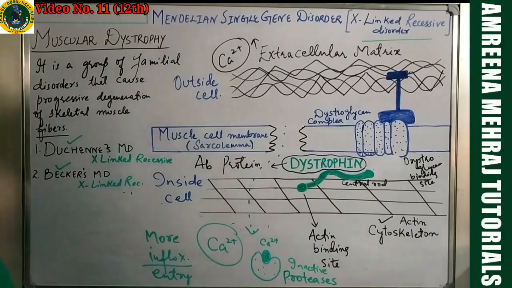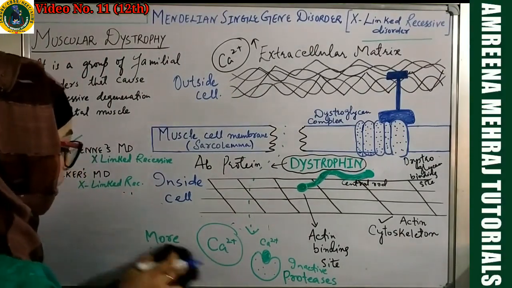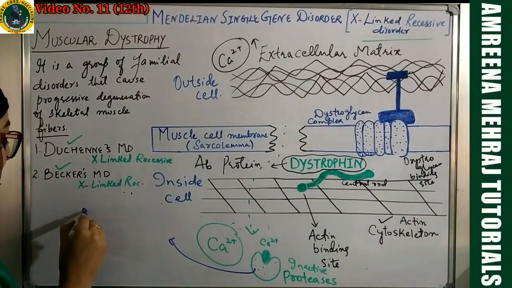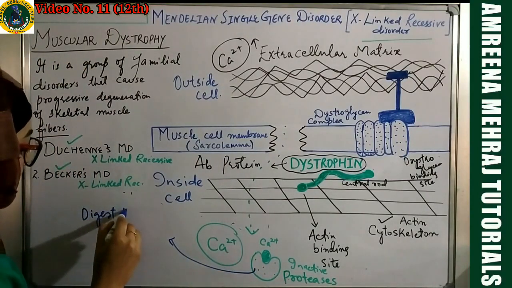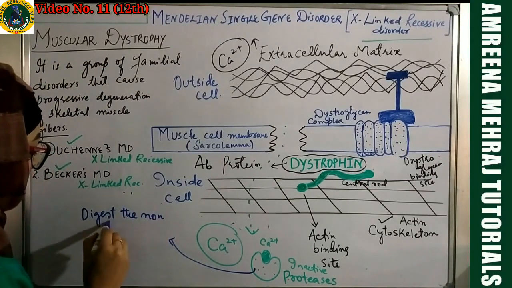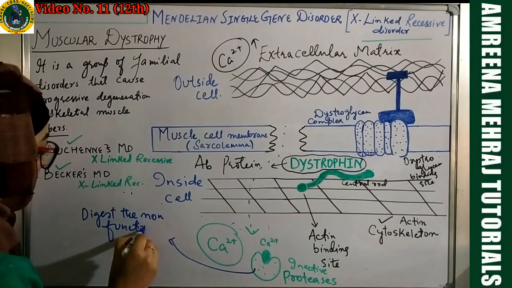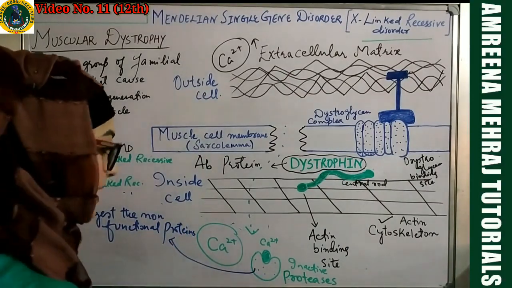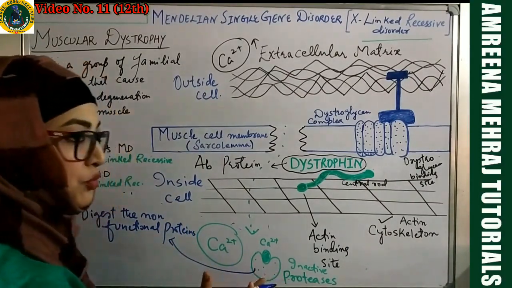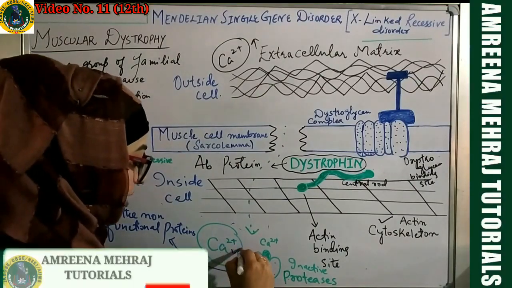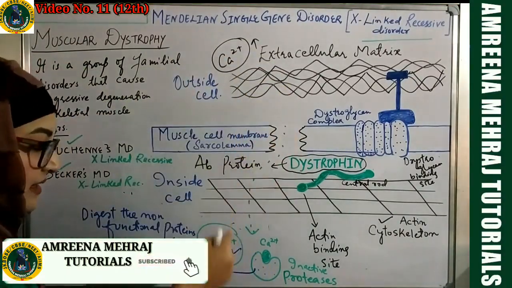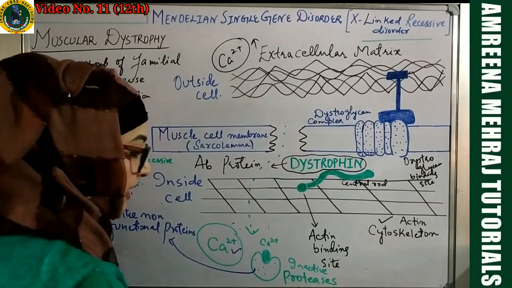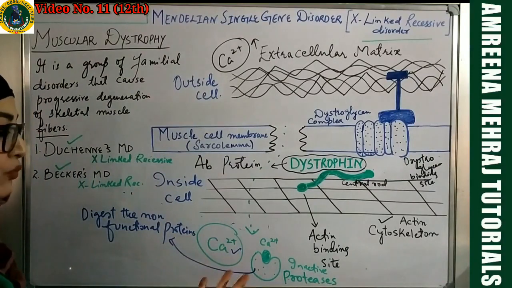So I will show you over here that proteases normally have the job. These proteases normally digest the non-functional proteins, means those proteins which are no more functional. Now you have many such proteases active because of this calcium entry. Calcium has entered inside. Now more such proteases will be activated. When you will have more active proteases.